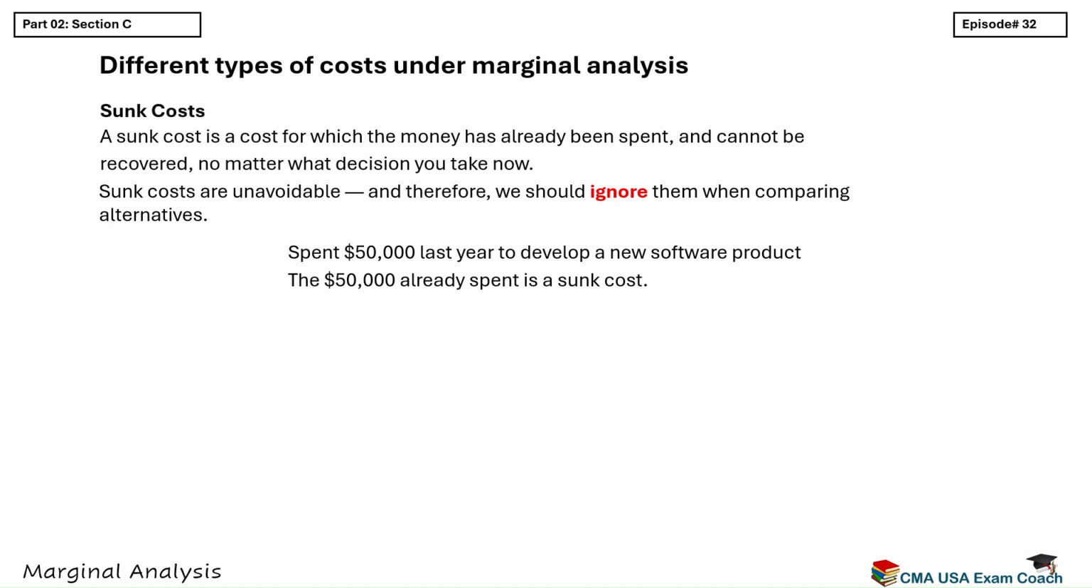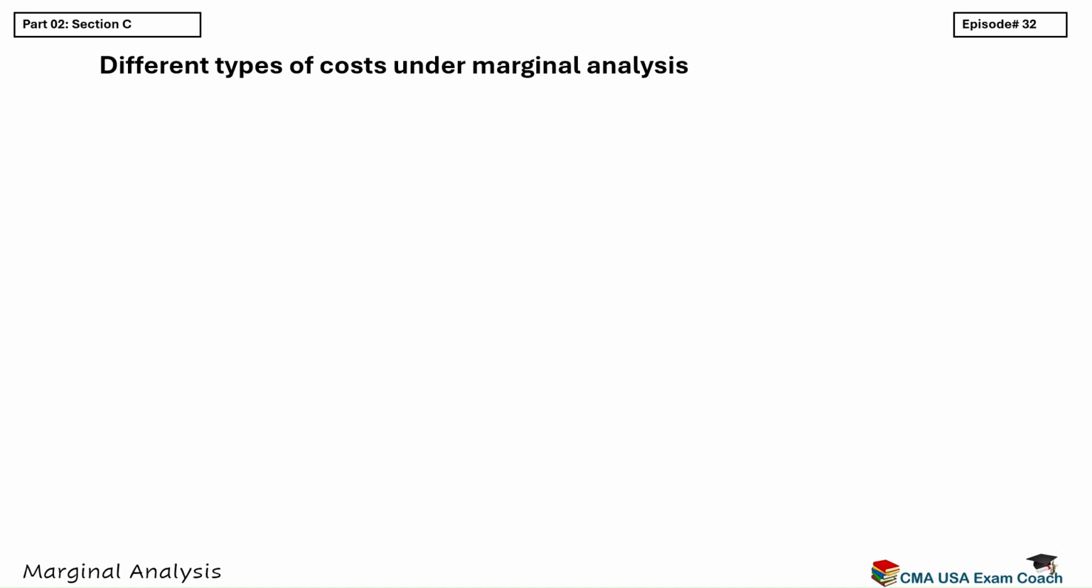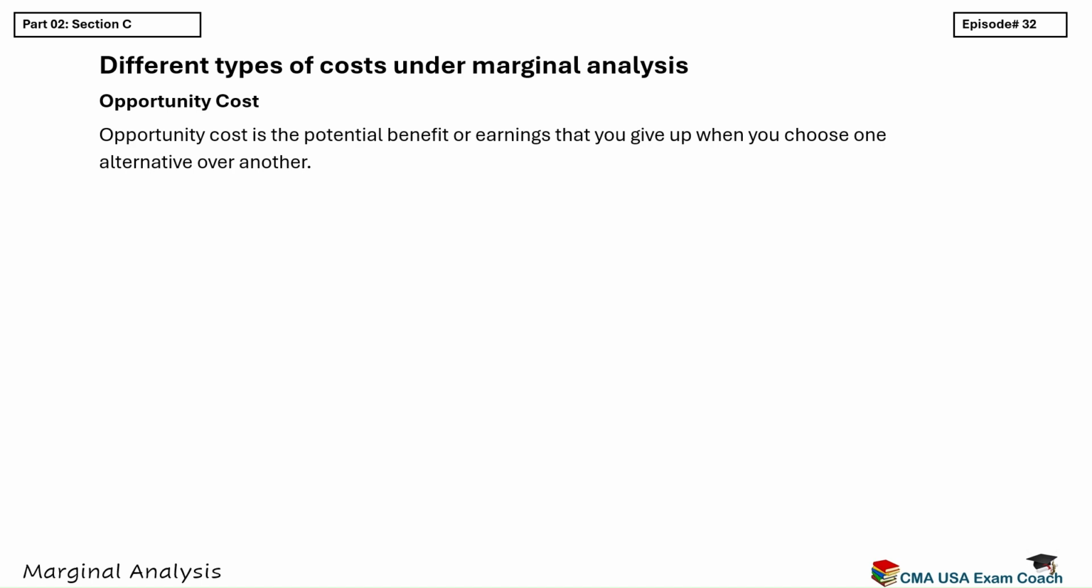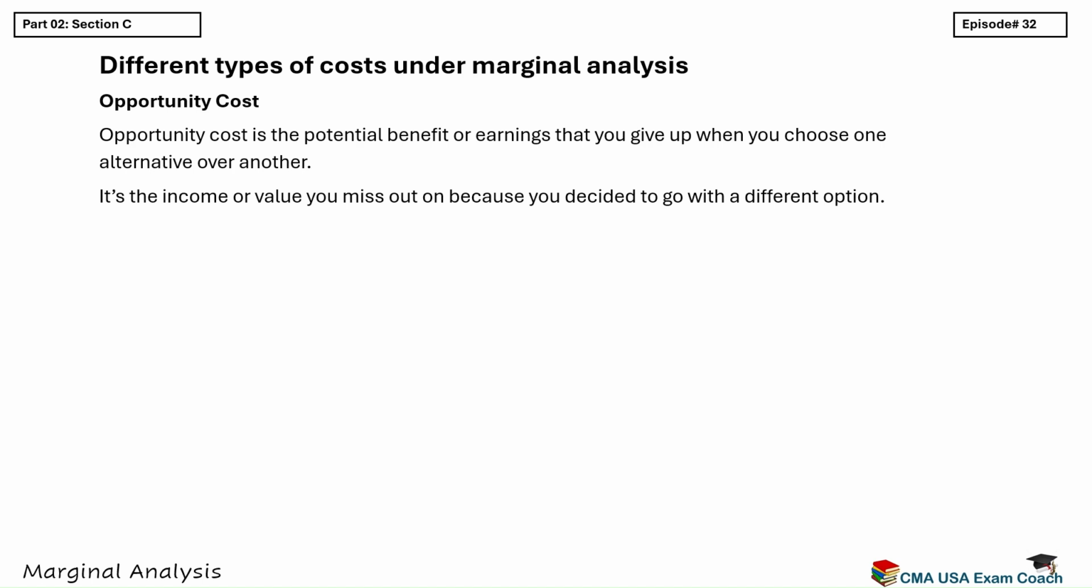Now let's understand another important concept in marginal analysis: opportunity cost. Opportunity cost is the potential benefit or earnings that you give up when you choose one alternative over another. In other words, it's the income or value you miss out on because you decided to go with a different option. Opportunity cost is not recorded in the accounting books, but it is still very relevant in decision-making because it represents a real economic sacrifice.